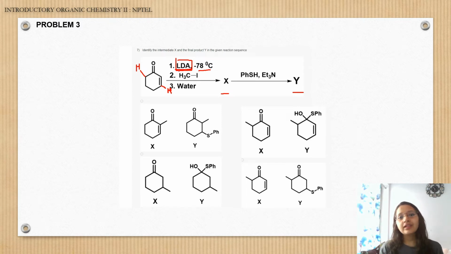Okay, so LDA will abstract the more acidic proton from the system. So which is the more acidic proton? This is the more acidic proton, right? Because after the abstraction of this proton, the carbanion is stabilized by resonance with this carbonyl. Is it clear or not? Any doubt regarding this? Okay.